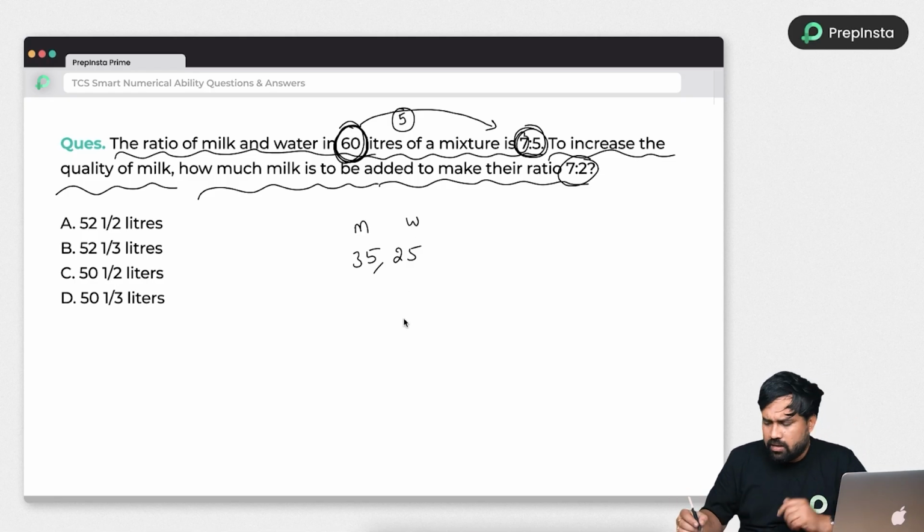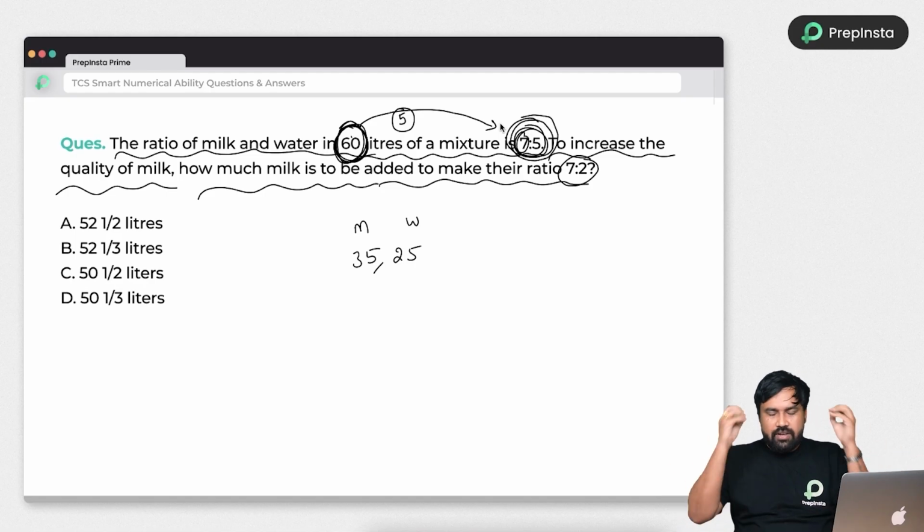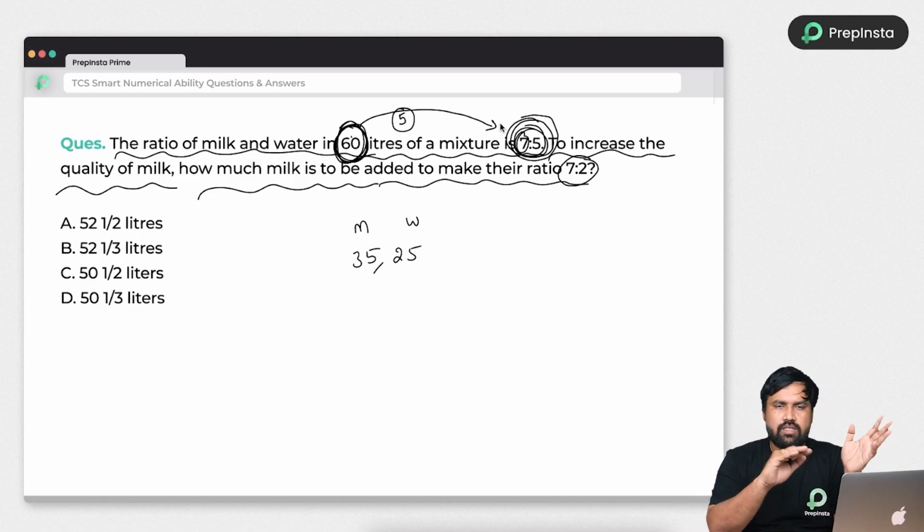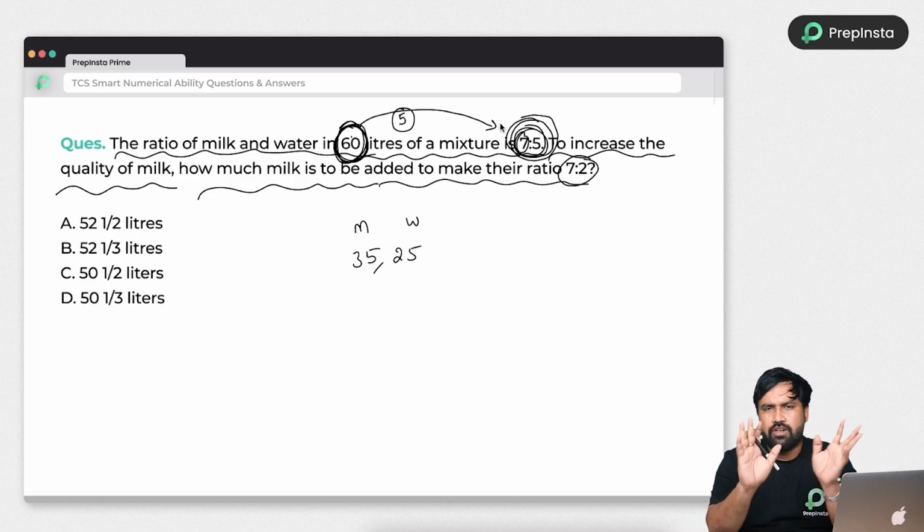That's it. So what I did? I divided 60 liters into the given ratio. Even I am not using any 7x, 5x and again adding all these things. Simple. 7 plus 5, 12. 60 divided by 12, 5. 5 into 7, 5 into 5.